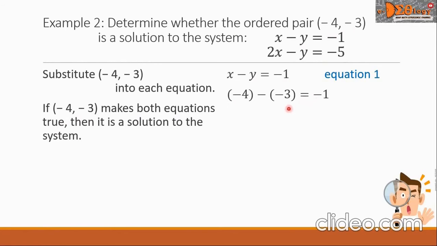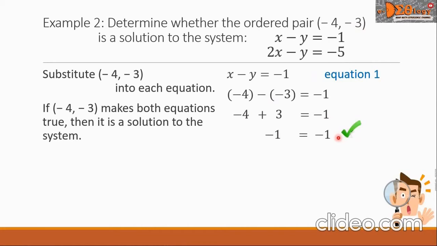Let us simplify the left side. This negative 4 will simply come out as negative 4. The negative and the negative becomes positive. So this is now plus 3 must be equal to negative 1. Simplifying our left side, negative 4 plus 3 is equal to negative 1. And we can see that this value is equal to the right side value, which is also negative 1. So the ordered pair (-4, -3) makes equation 1 true.